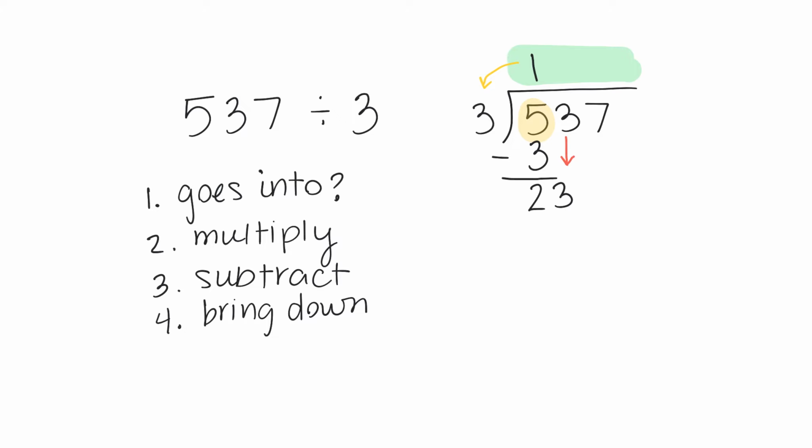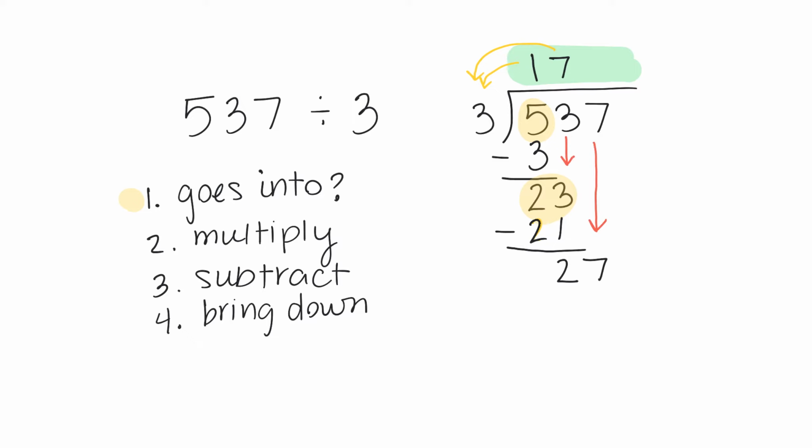All right, so now we're dealing with the number 23. So we're going to start our process over. We're coming back up here to goes into. So 3 goes into 23 how many times? Well, 3 goes into 23 7 times. So I'm going to put a 7 here. Next step, multiply through. I'm going to multiply my 7 times 3. 21. My next step is to subtract. Draw that equal line. 23 minus 21 is 2. My fourth step is to bring down a number, and this time I'm going to bring down a 7.